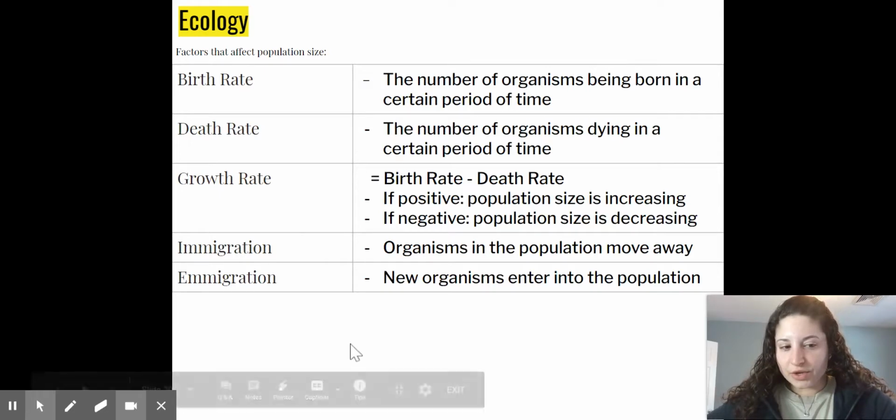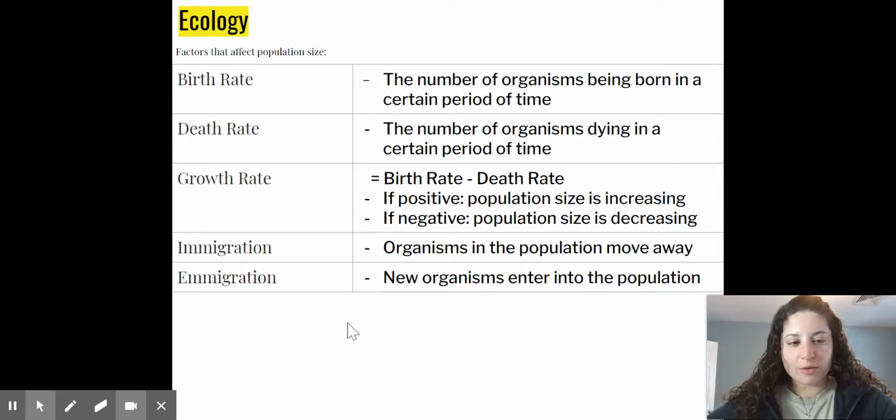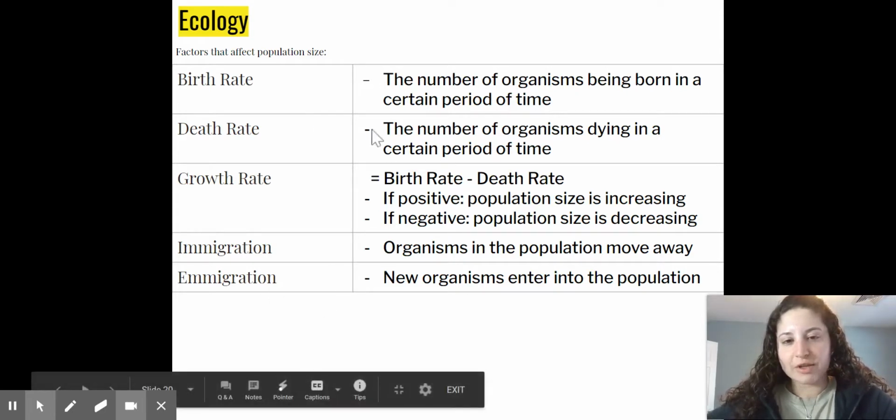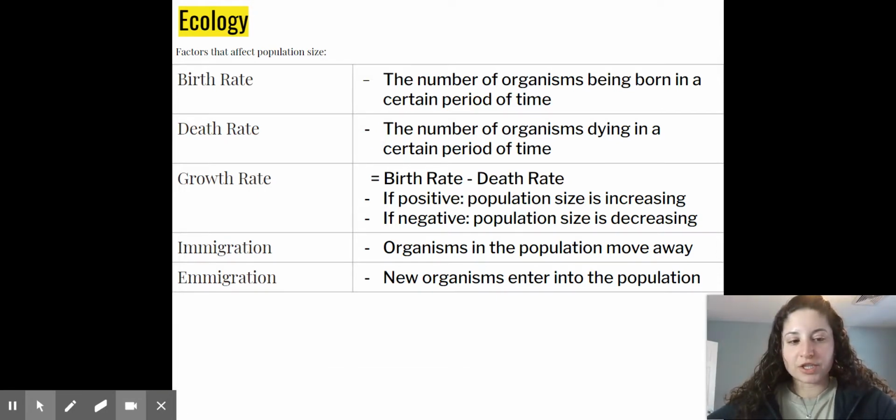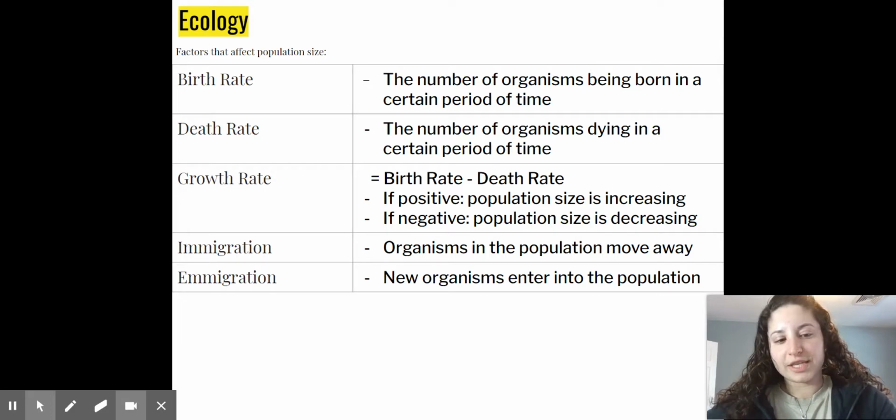So also in order to talk about populations and how populations might change, we need to be aware of the birth rate, death rate, growth rate, and what immigration and emigration is. So these are different factors that will affect population size. And so when we are studying populations, we do have to be aware of how big they are, like how many members of the population there are, so that we can better study and understand it.